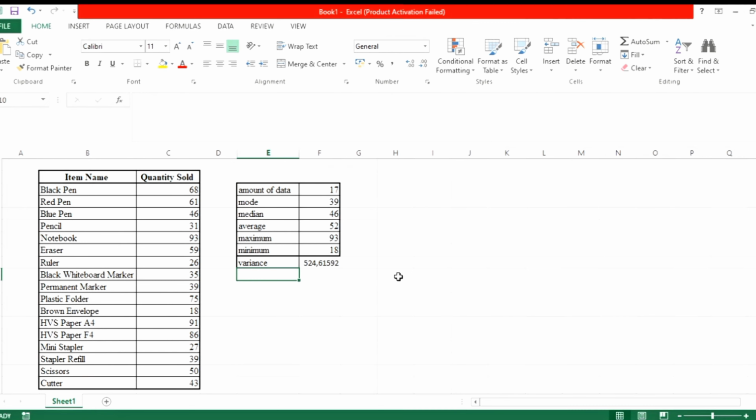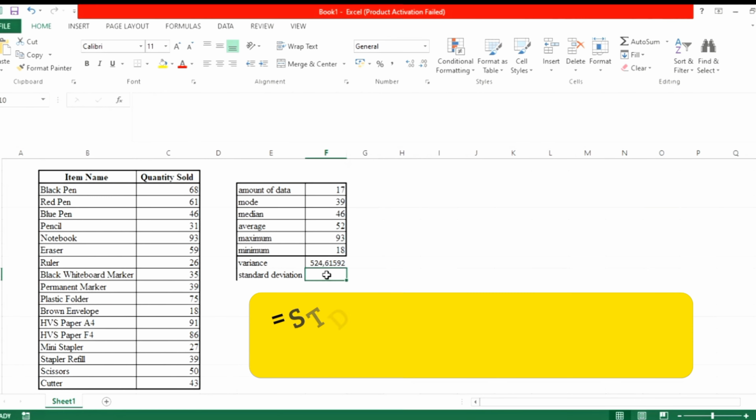Next, standard deviation. We're going to find the standard deviation of this data. So the last is standard deviation.